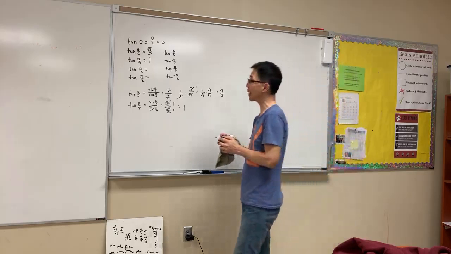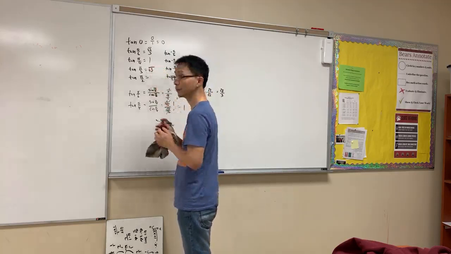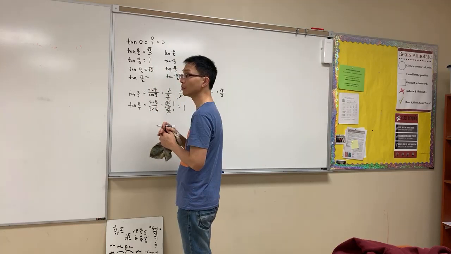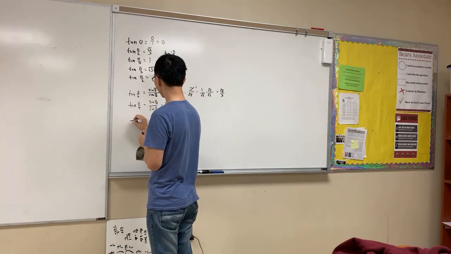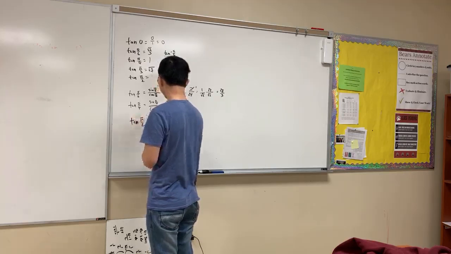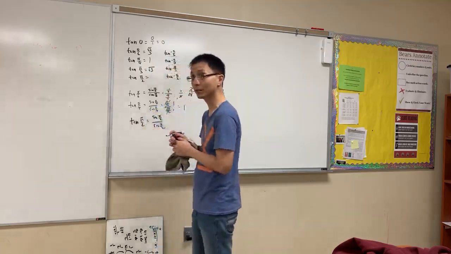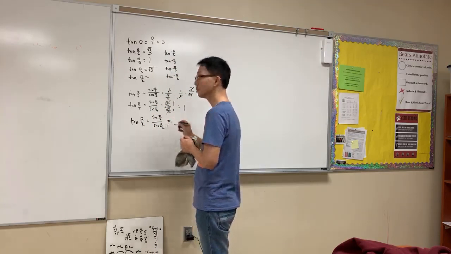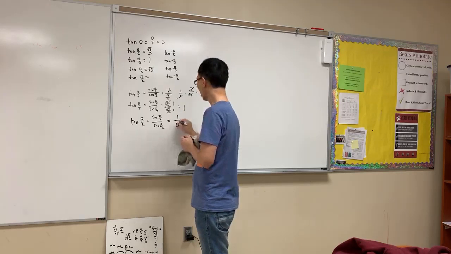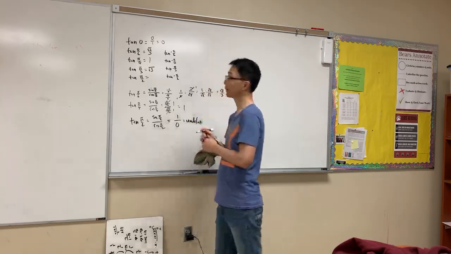And then what's tangent of pi over 3? Square root of 3 if you did it right. And the tangent of pi over 2? Well, tangent of pi over 2 is equal to sine of pi over 2 over cosine of pi over 2. So what's sine of pi over 2? 1. What is cosine of pi over 2? 0. So it's what? Undefined.